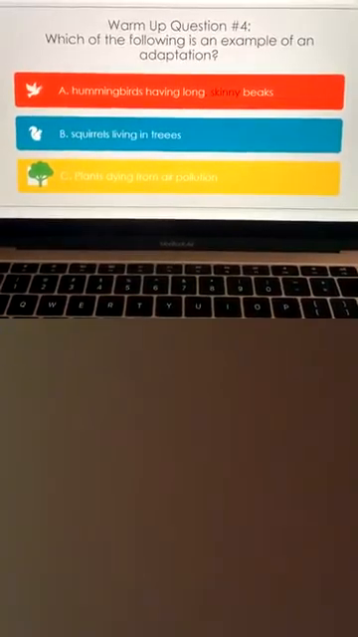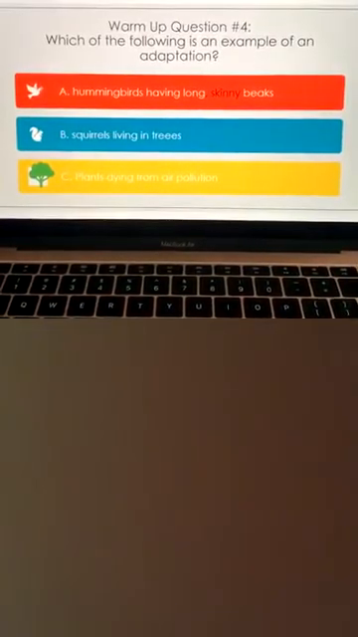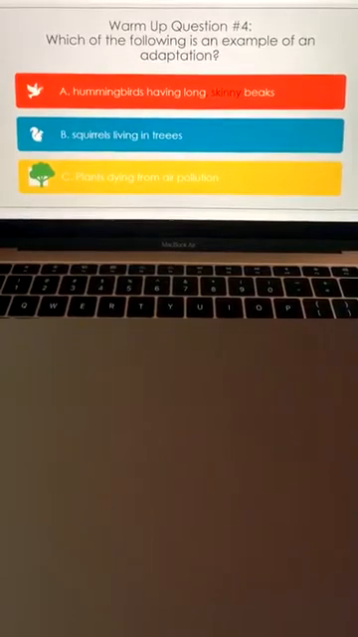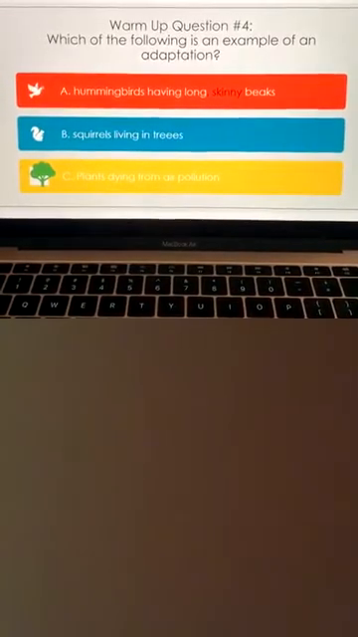Last warm-up question, and we got to get started. Which of the following is an example of an adaptation? A. Hummingbirds having long, skinny beaks. B. Squirrels living in trees. Or C. Plants dying from air pollution.